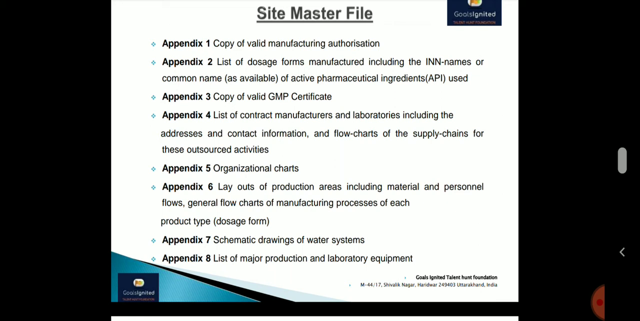site master file. Then the layouts of the production areas including the material and personnel flow, then schematic drawings of the water system and the HVAC system or layouts, man and material movements we may add, then the pressure differentials and other things, zoning system, everything. It is basically limitless, but you are required to include very specific information in the site master file.